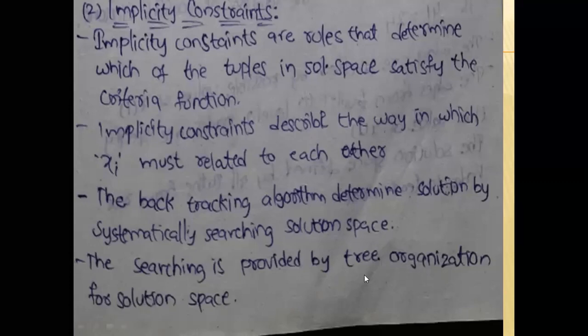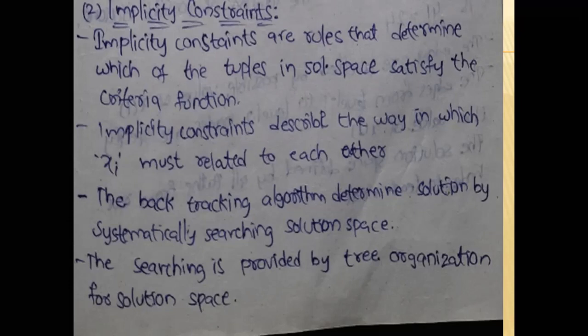This searching is provided by a tree organization of the solution space. Every solution space is represented by a tree. First, by using explicit constraints, you represent the solution space. Then, by using implicit constraints and the criteria function, you search for the solution in the solution space systematically.